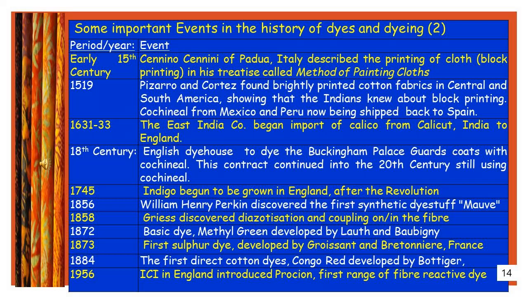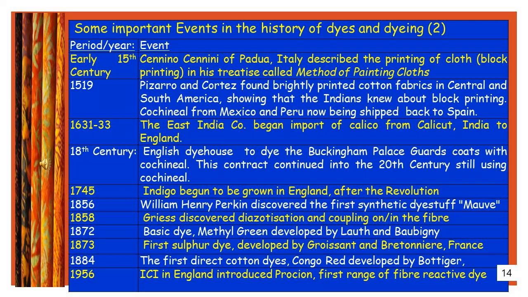1631 to 33, East India Company began import of calico from Calicut, India to England. 18th century, English dye house to dye the Buckingham Palace guard coats with cochineal. This contract continued into the 20th century, still using cochineal. 1745, indigo began to be grown in England after the Revolution.